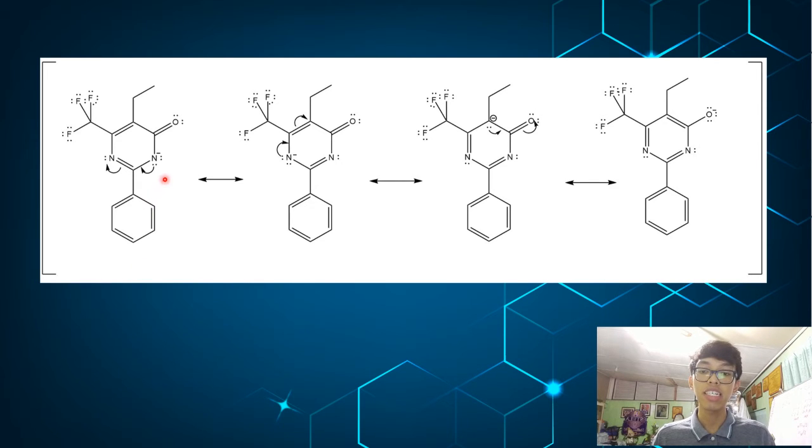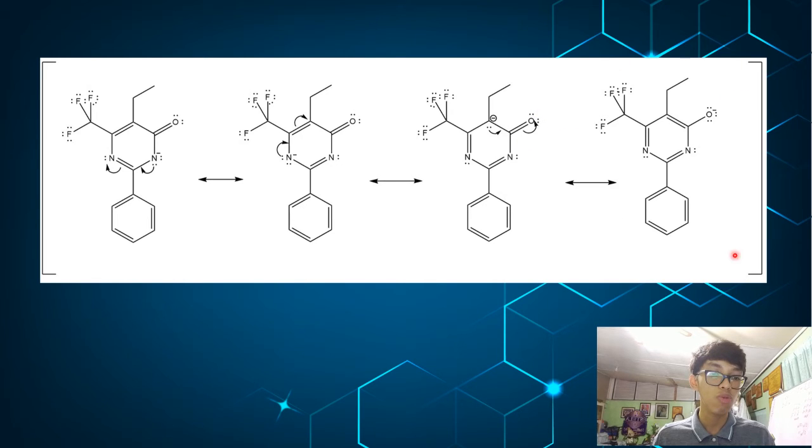Now as you can see, since the anion is in a former benzene ring, this negative charge can resonate within this ring here. It can go from this nitrogen to this nitrogen, and from that nitrogen it can go to this carbon here, and from that carbon it can resonate towards this oxygen here.